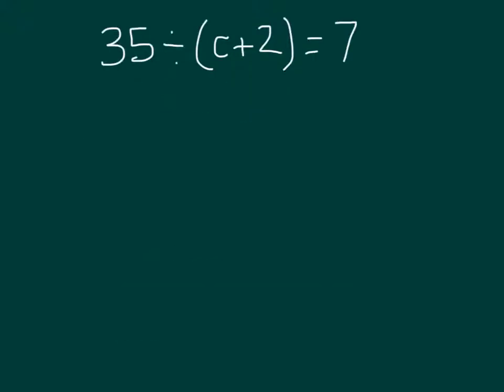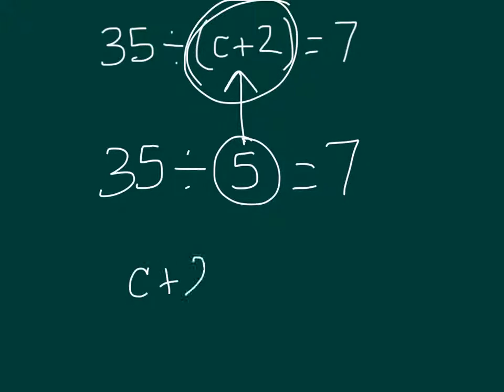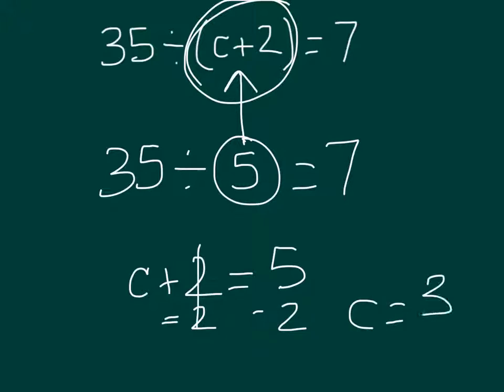Now this is a tricky one, but the way to think about this is to think 35 divided by what equals 7. And you know 35 divided by 5 equals 7. So this here, and I'm going to make it a circle now, needs to equal 5. So c plus 2 has to equal 5. I'm going to subtract 2 from each side, which means that c is going to equal 3.